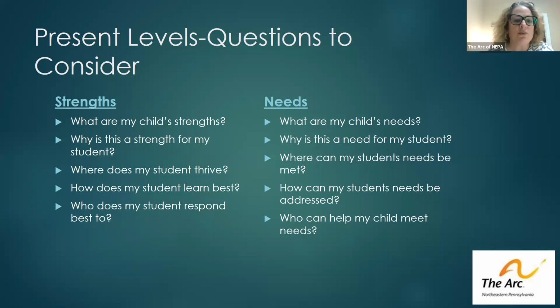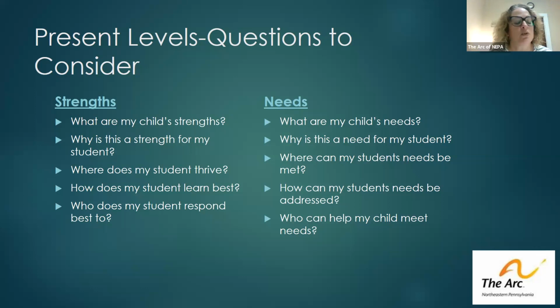And then ask, how does my student learn the best? Do they learn by repetition? Do they learn by having a visual? Do they learn by modeling what another student is doing? So if your child models other people's behavior and there's a lot of negative behavior, then maybe that is not the right placement for them. And their strength is modeling, so you want to have them with positive role models.